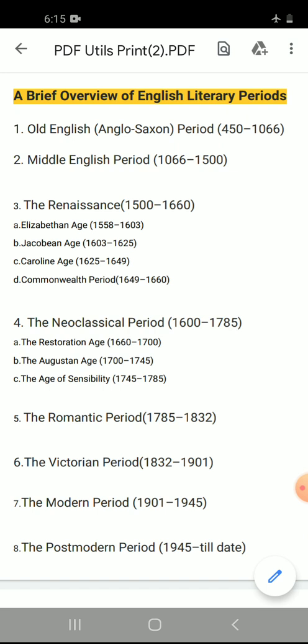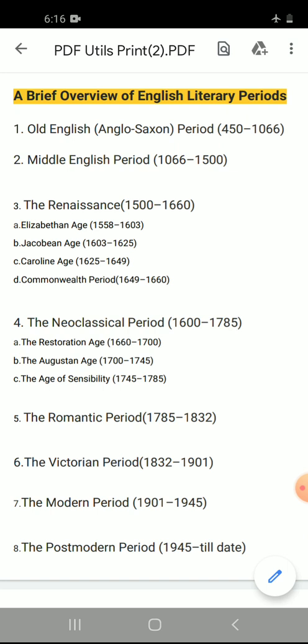Next period of English literature is the Renaissance period, and that is from 1500 to 1660. This period is often subdivided into four parts, including the Elizabethan age, the Jacobean age, the Caroline age, and the Commonwealth period. The Elizabethan age was the golden age of English drama. Some of its noteworthy figures include Christopher Marlowe, Francis Bacon, Edmund Spenser, Sir Walter Raleigh, and of course William Shakespeare.